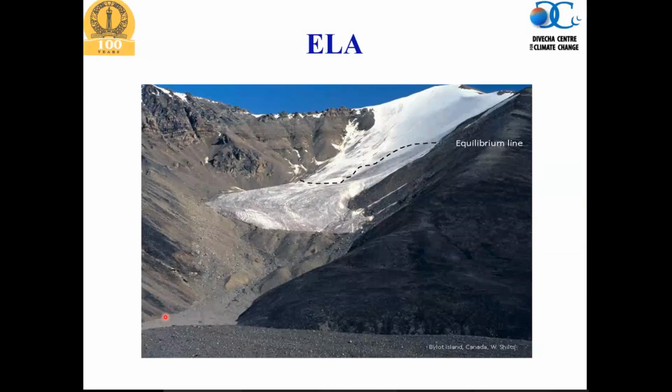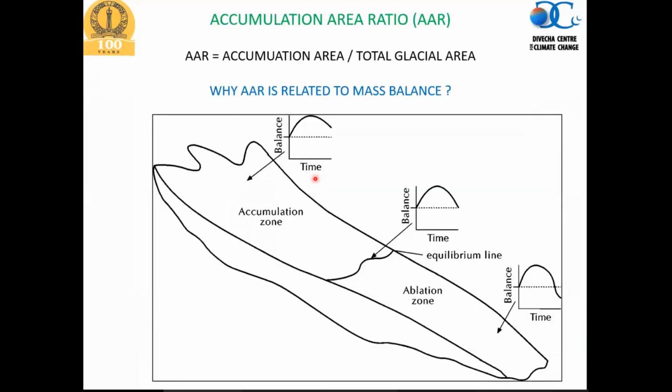So how does ELA look? You can see this is ice and this is snow, and you can see how the equilibrium line looks on this. Once you have an equilibrium line, you can convert it, using glacier area, into the accumulation area ratio. The accumulation area ratio is the ratio between accumulation area and total glacier area. Why AAR is related to mass balance is a very important thing.